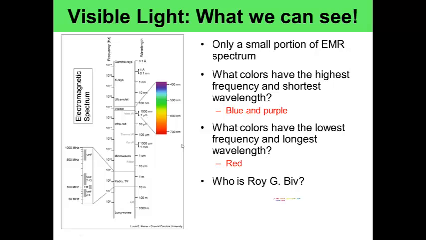Who is Roy G. Biv? It is an acronym to remember the visible light spectrum. So Roy: red, orange, yellow; G: green; and Biv: blue, indigo, violet.